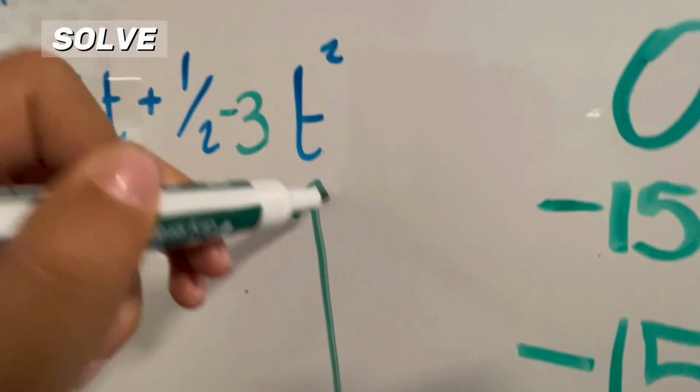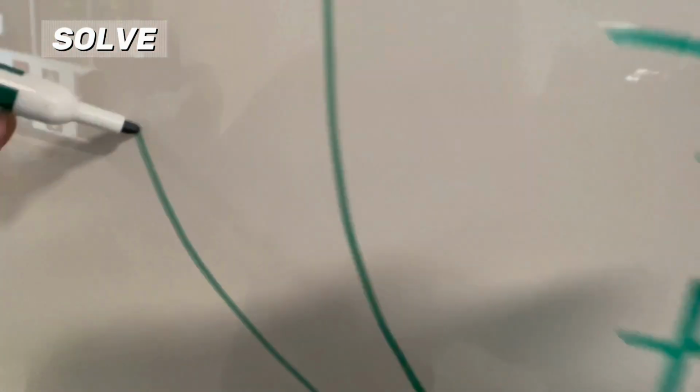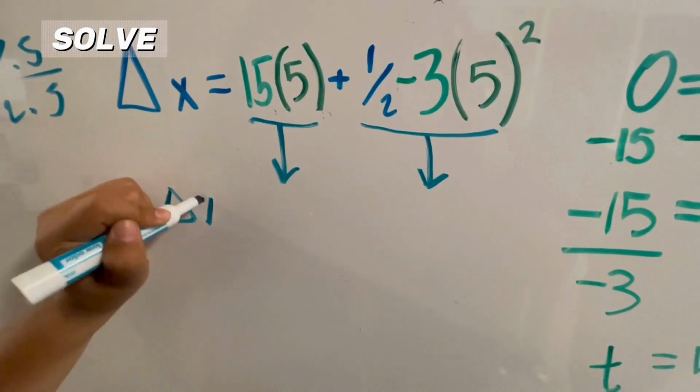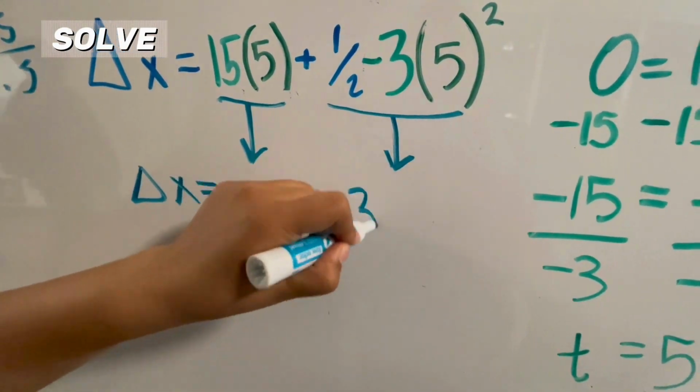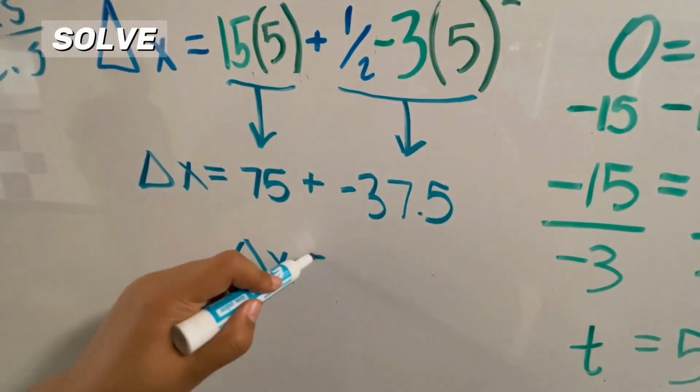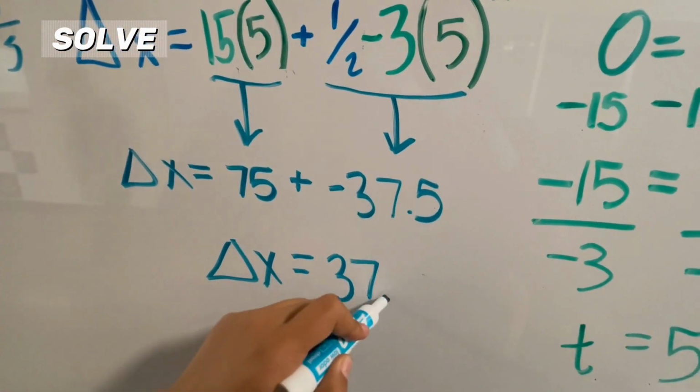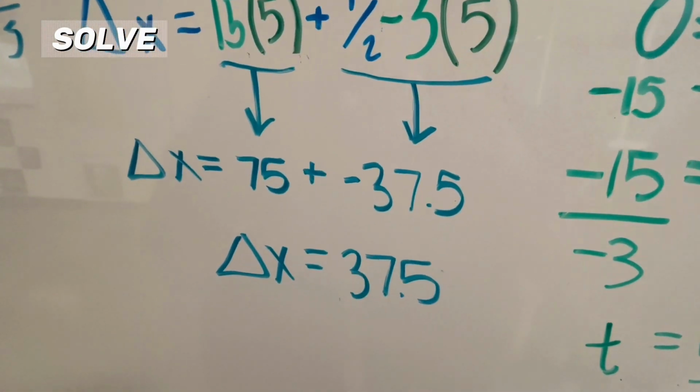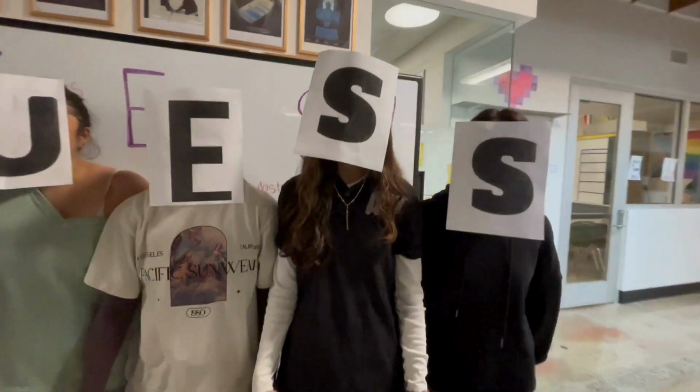After we solve, we put 5 in for t there and 5 in for t here. Now we solve this equation for delta x. And our answer is 37.5. That's how you use the guess method. Now go ace your test!